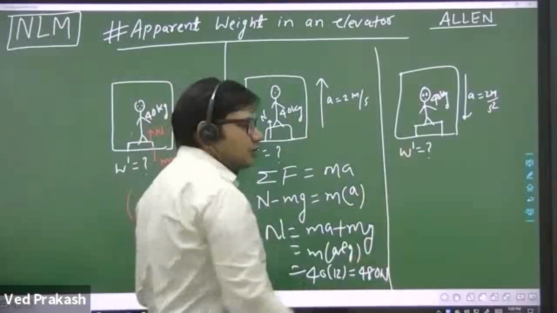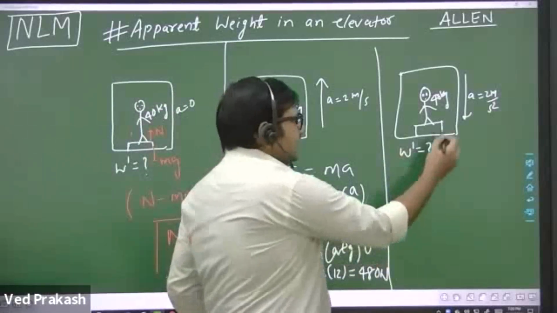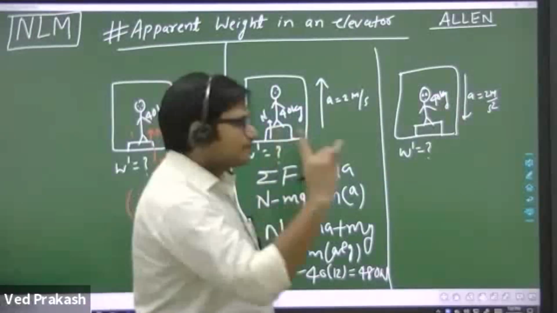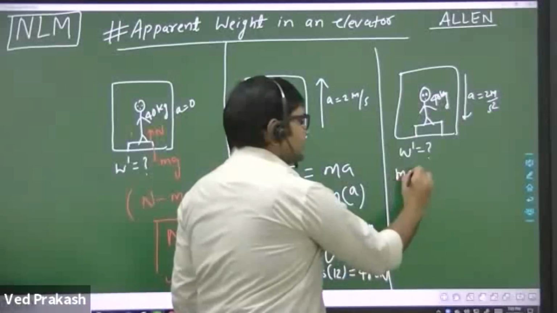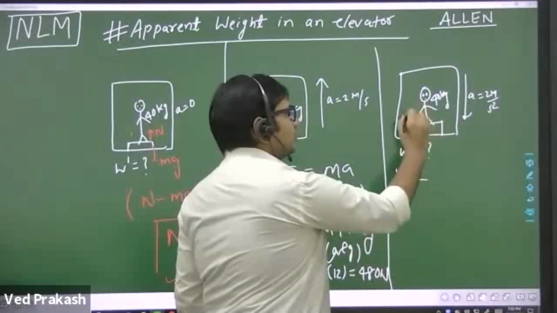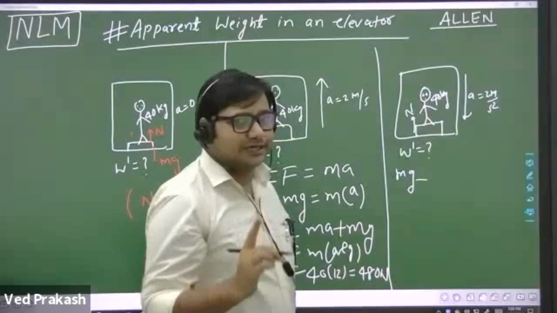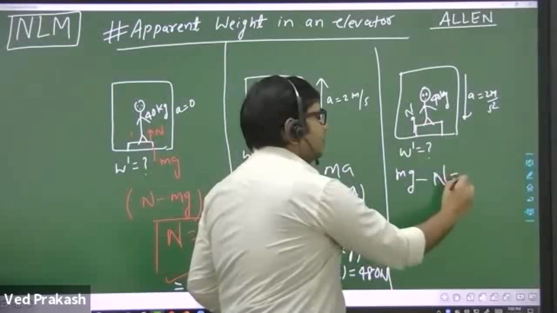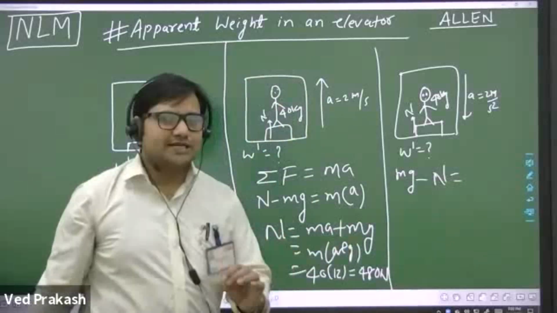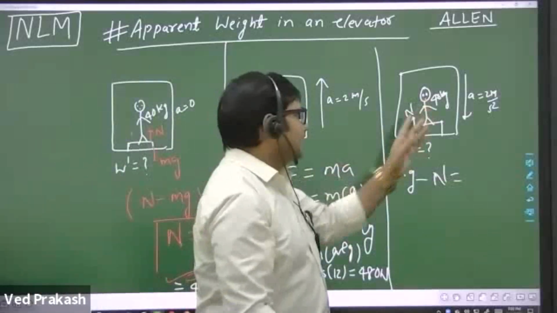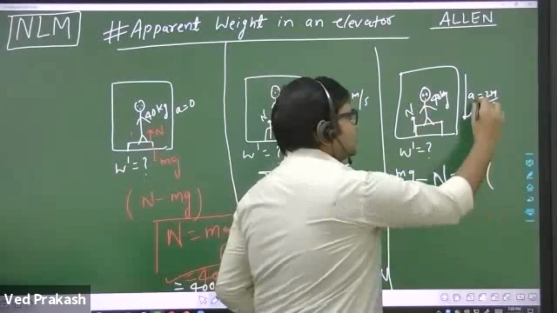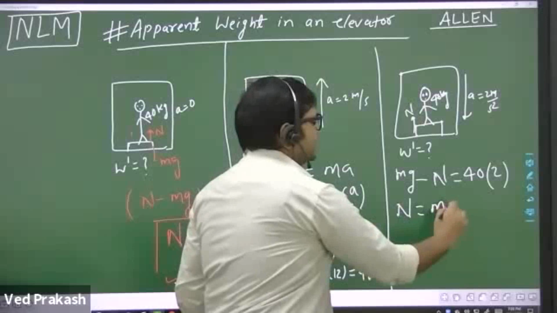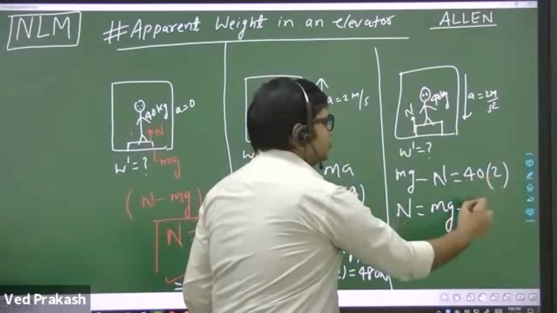Let's try to solve the third case. In the third case, this man is moving downward with an acceleration of 2 meter per second square. So we will write downward force mg minus upward force, which is the normal reaction exerted by this weighing machine on this man. So mg minus normal reaction N equals net force, which equals mass into acceleration. Mass of this man is 40 and acceleration of this system is 2. So we get N equal to mg minus 40 into 2, which is 320.